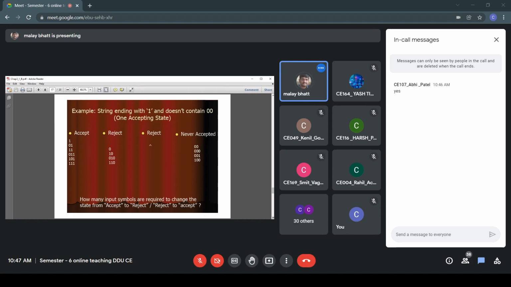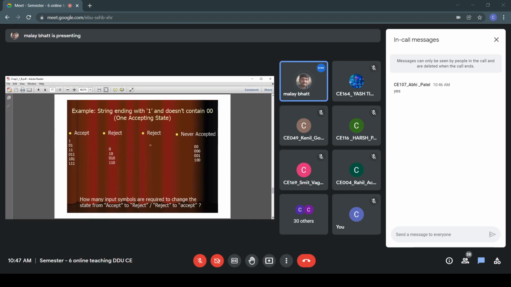So that means once you are getting 0, you still have a chance to go to acceptance. From null, when you get 0, you still have a chance to go to acceptance if it becomes 0 1. From 0, if it becomes 0 1, it will be accepted. But from 0, if it becomes 0 0, it will never be accepted. So you can see from null we have two things. If it is 1, it will directly go to the accepting state.